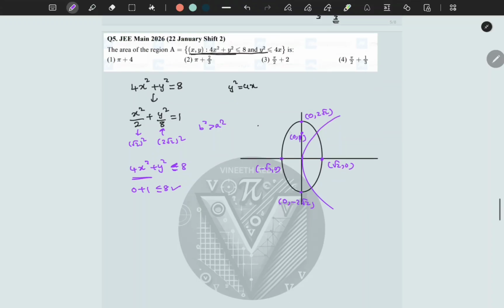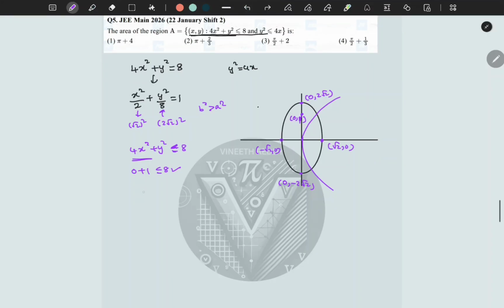When 4x square plus y square is less than or equal to 8, that is the region which is on the ellipse and inside the ellipse, right? This entire part, all this part, right? Now we also need to ensure that y square is less than or equal to 4x. Now again, if I take x as 0 and y as 1, I'll be getting 1 less than or equal to 0. So that means this is not the region. He is not talking about this region, right?